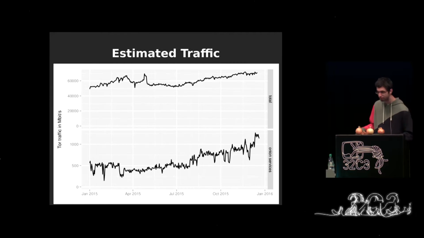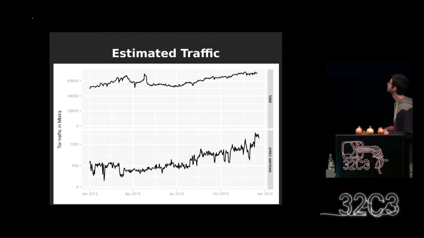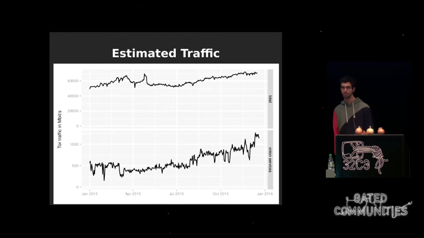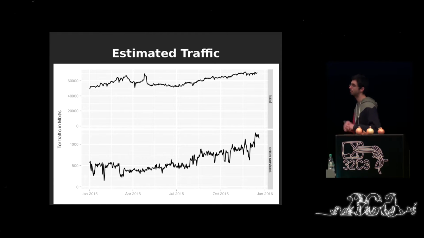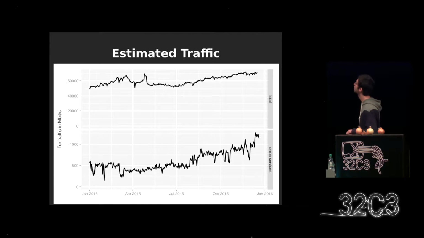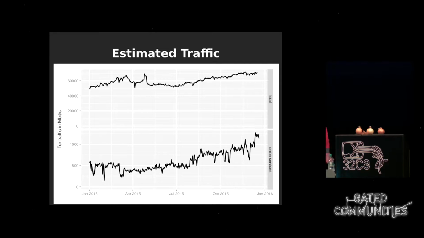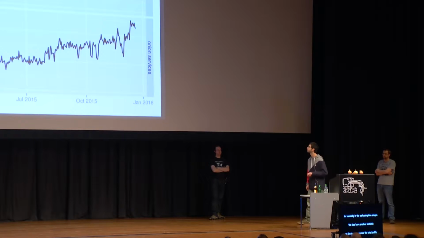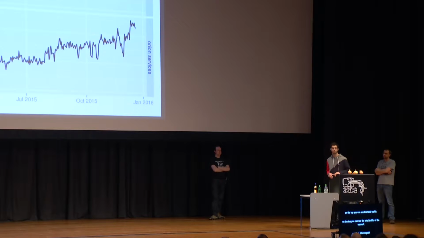We also have another statistic, which is the traffic that the hidden services are generating. On the top, you can see the total traffic that the whole network is pushing. It's about, I don't know, 60,000 megabit. And the bottom graph is the hidden service-specific traffic. You can see that it's like 1,000 megabit, a very small fraction. So hidden services are still a very small part of Tor.